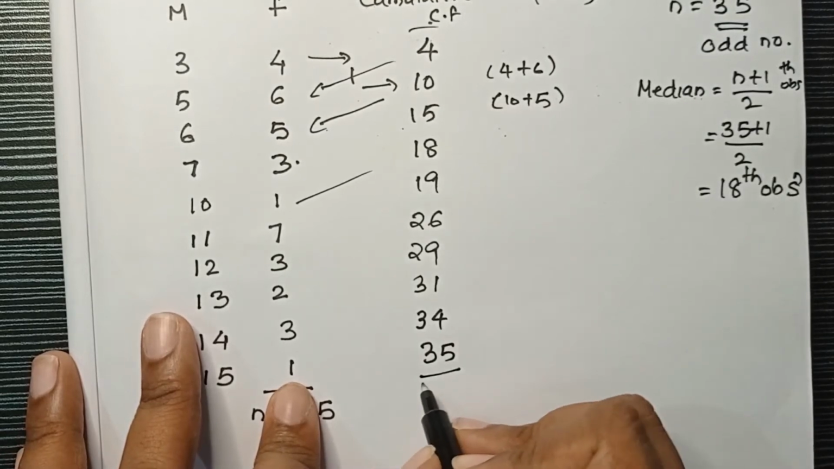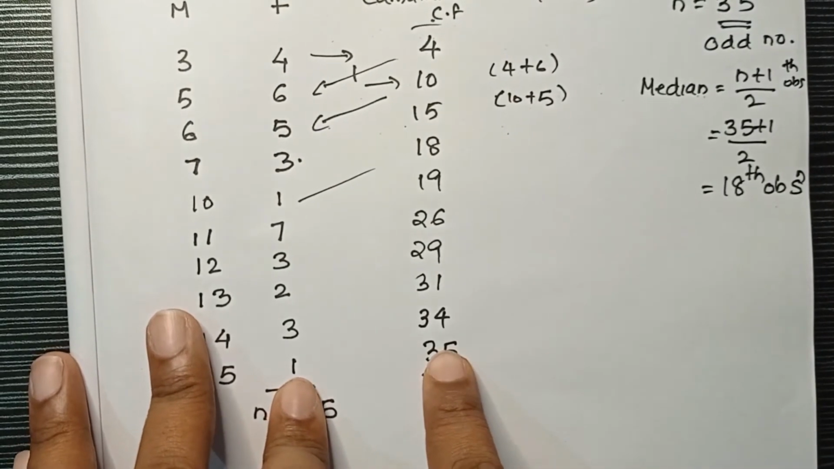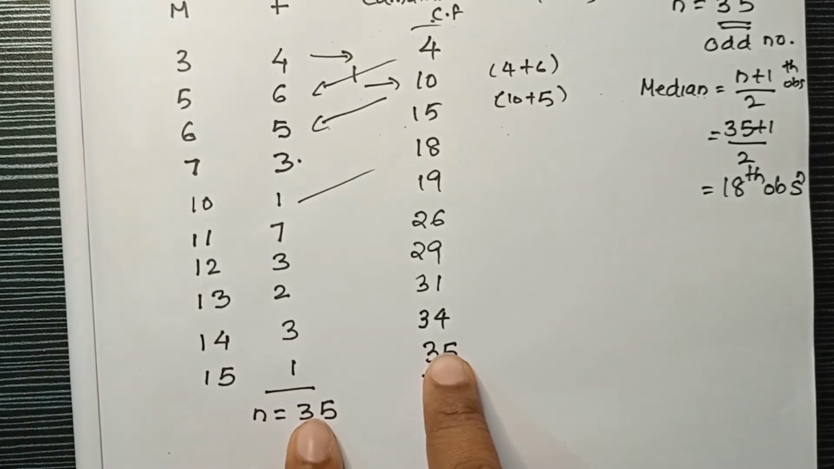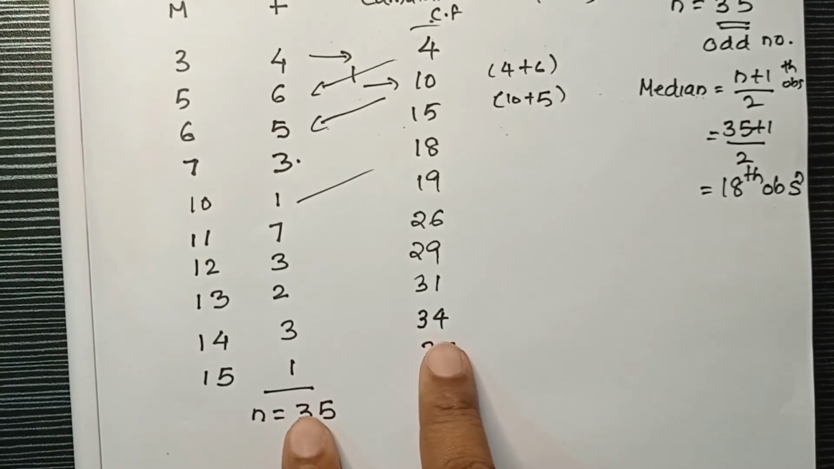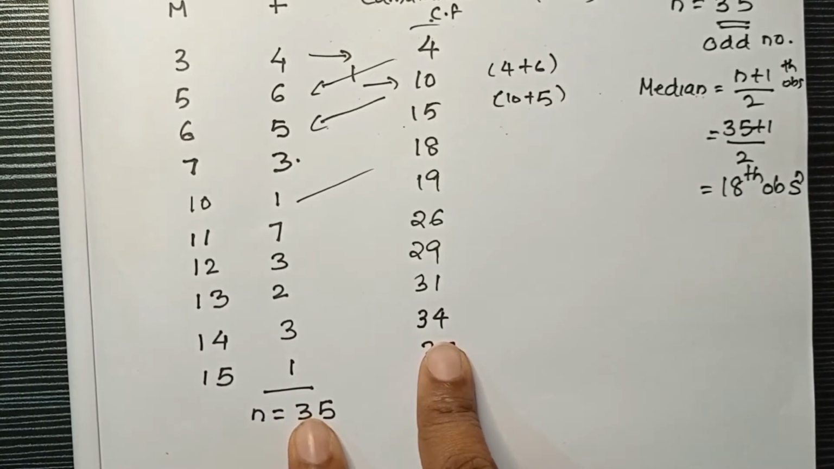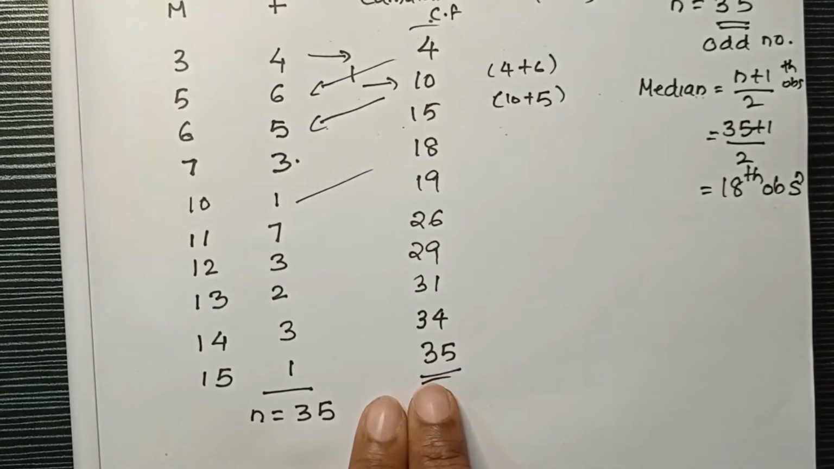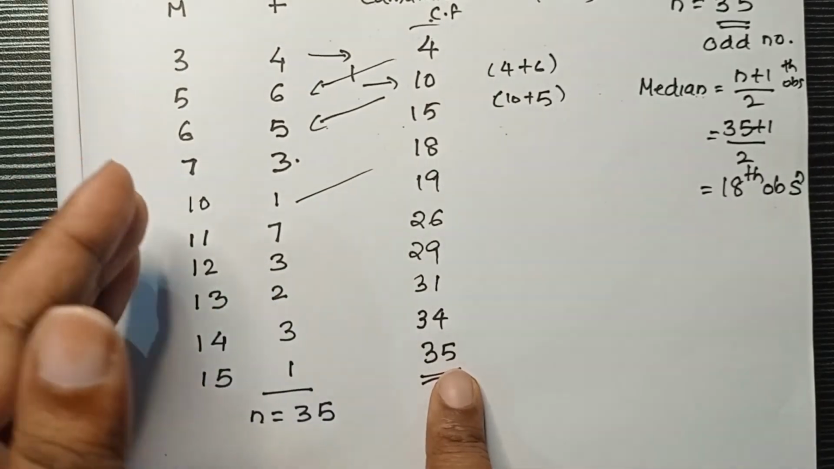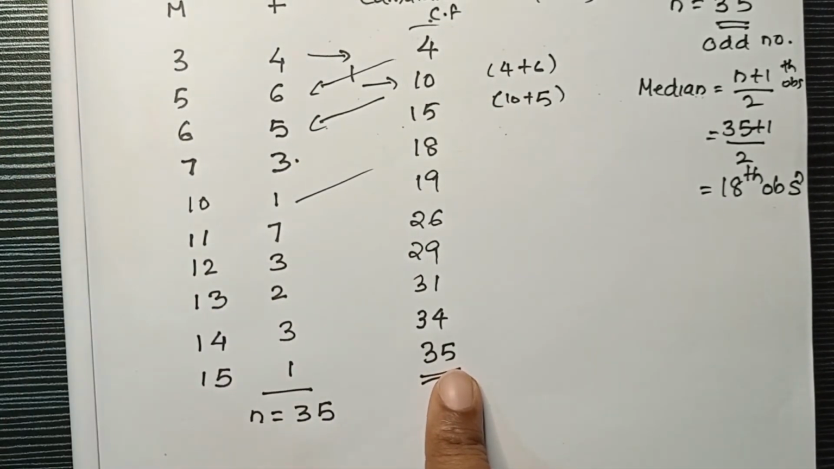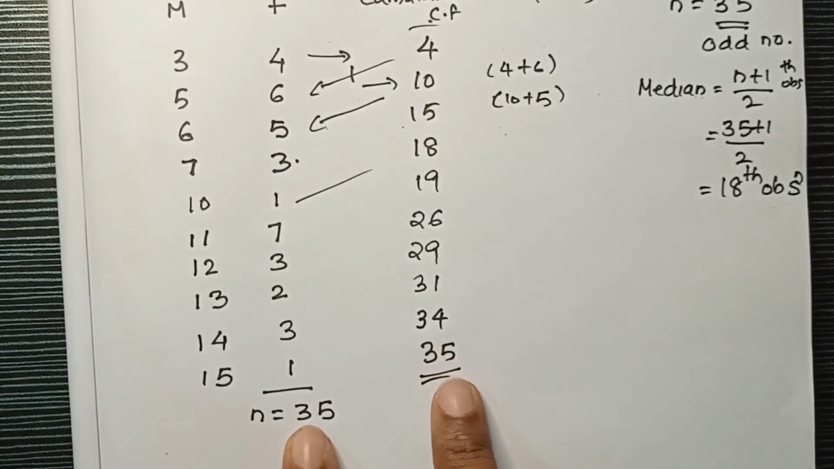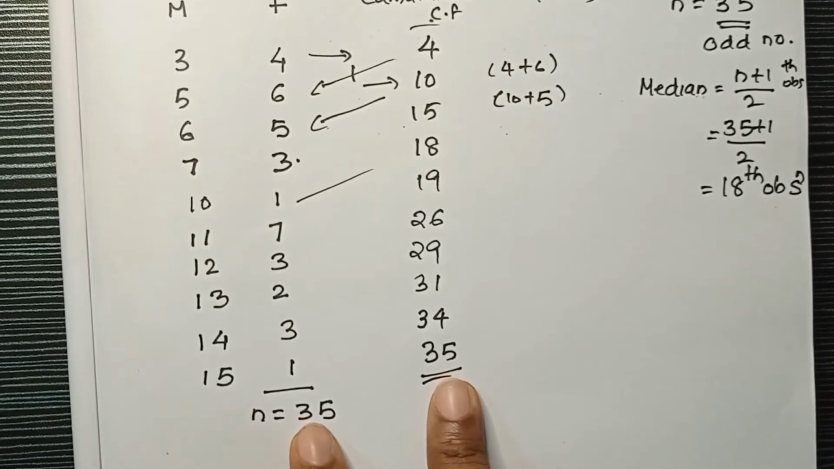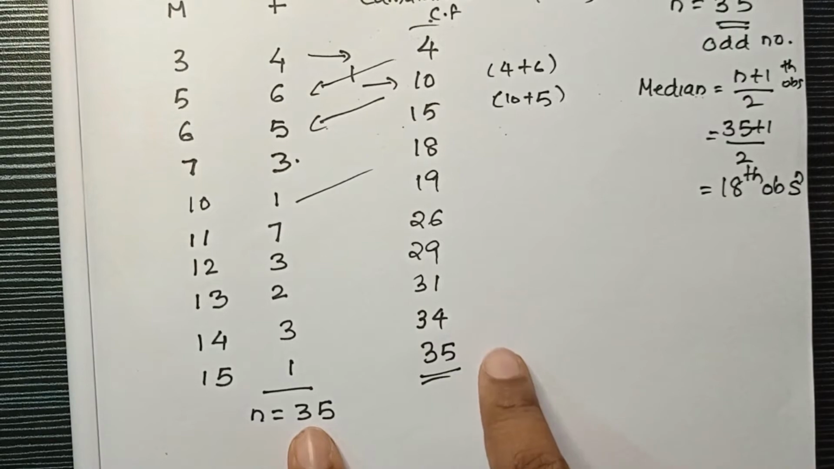One thing that you have to ensure is that the total of the frequency and this n should be the same. If it is not the same, that means the cumulative frequency that you have calculated is wrong. We are calculating the total cumulative frequency only, right? So the total frequency and the last value of the cumulative frequency should be the same. If not, then whatever you have calculated is wrong.